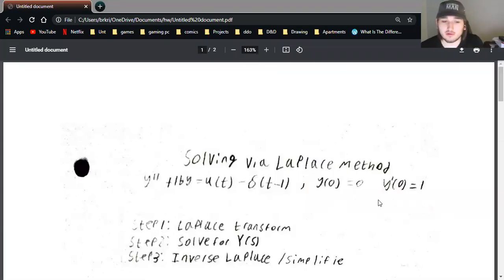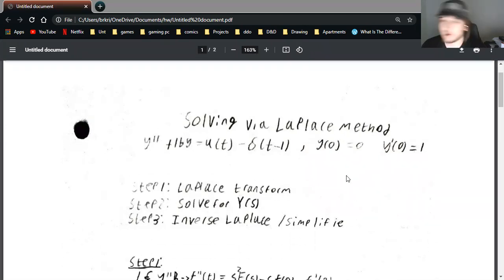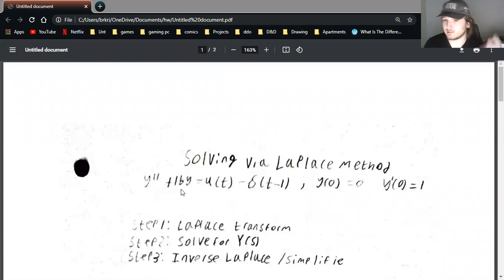Today, I will show you how to solve the equation y double prime plus 16y equals u of t minus delta t minus 1 using the Laplace method. And you have these two initial value conditions that go along with it. There are three steps you would take, in general, to solve this kind of equation.